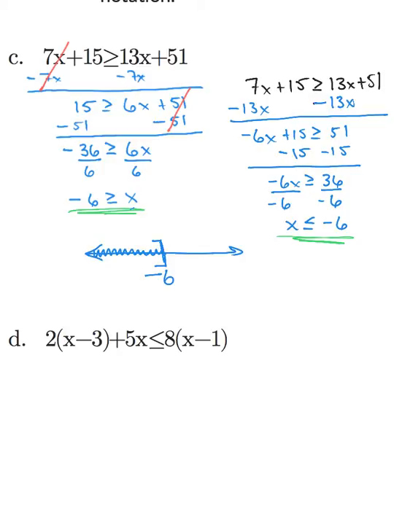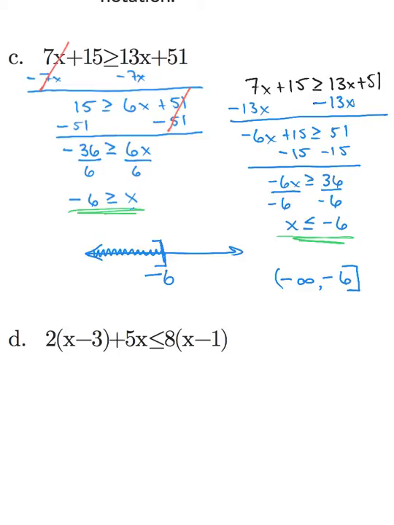Now for our interval notation, my leftmost value, since we are going forever to the left and we are on the negative side of the number line, it will be negative infinity. My rightmost value is negative 6. We use a parenthesis around the negative infinity because you can't equal it. And we use a square bracket for the negative 6.